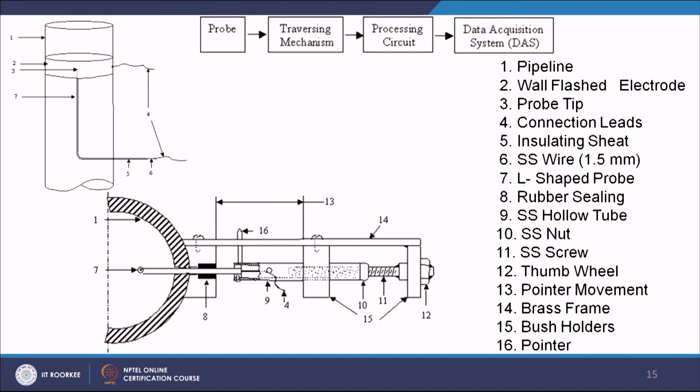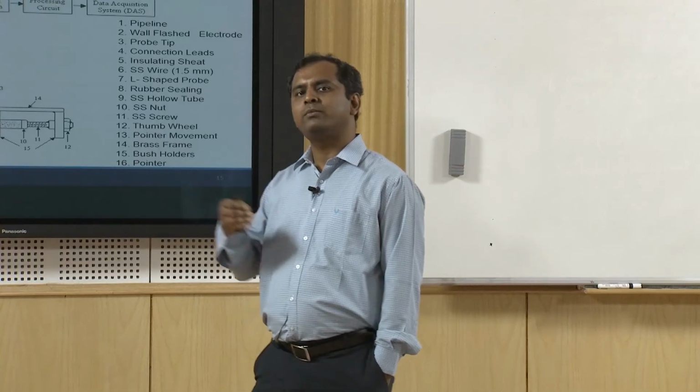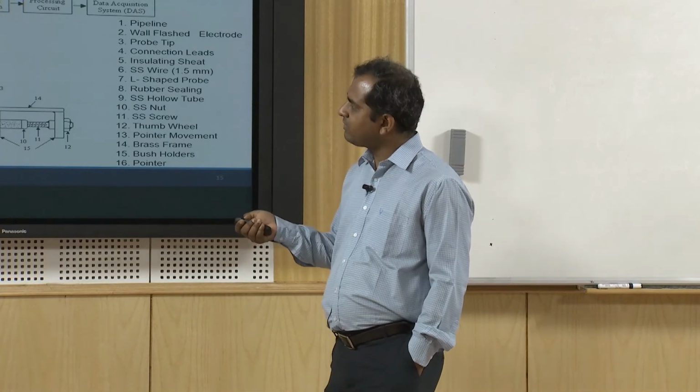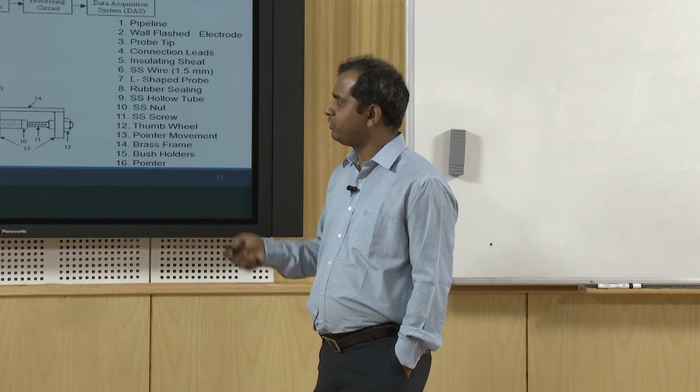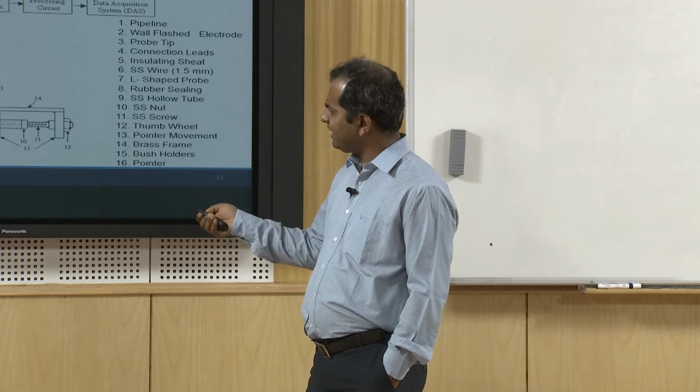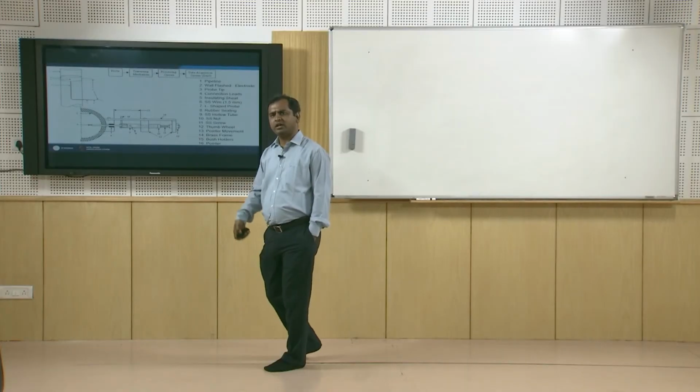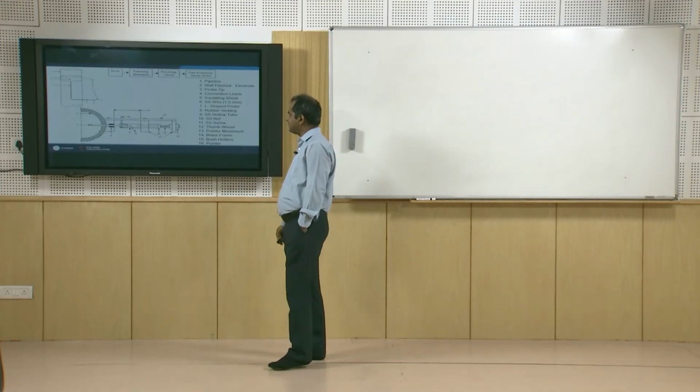So, this is your pipe section. Along with this we have the flush ring type of probe, and this is your central probe. The central probe can traverse along the pipeline, that means go towards the center, as well as come to the periphery, and we can have the signal between the ring probe and the central probe. So, this is a mechanical arrangement through which we can traverse the central probe towards the axis.